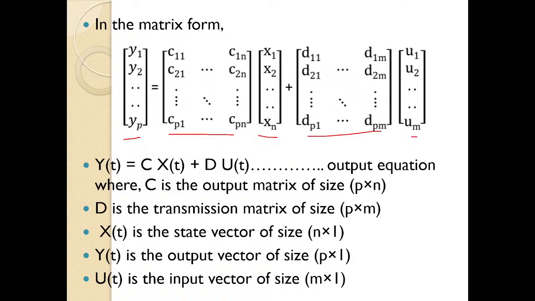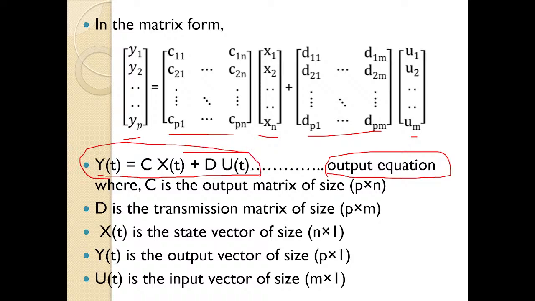So you can segregate all these matrices and write y of t is equal to C x of t plus D u of t. This y of t equals C x of t plus D u of t is nothing but our output equation. Where, what is C? C is the output matrix of size p into n. D is known as the transmission matrix of size p into m.